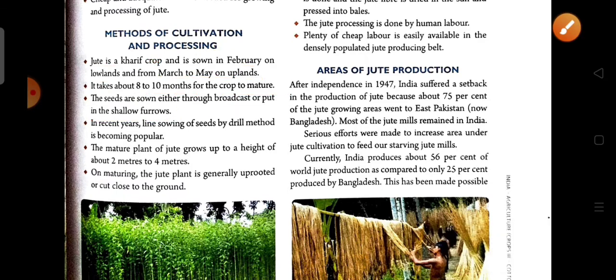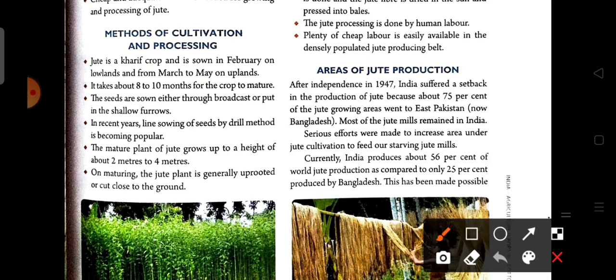So here we see that it is sown in different periods of time based on the physical feature of the land. As it is a kharif crop, it needs 8 to 10 months for maturity. The seeds are sown mainly by two methods, that are broadcasting and the drilling method, and the mature plant of jute grows up to a height of 2 to 4 meters.